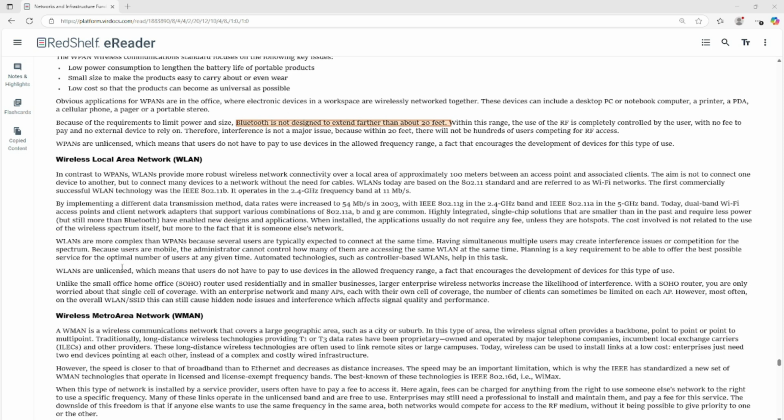In today's world, WLANs are based on the 802.11 standard, referred to as Wi-Fi networks. WLANs are more complex than WPANs because several users are typically expected to connect at the same time. WLANs are unlicensed, which means that users do not have to pay to use devices in the allowed frequency range.